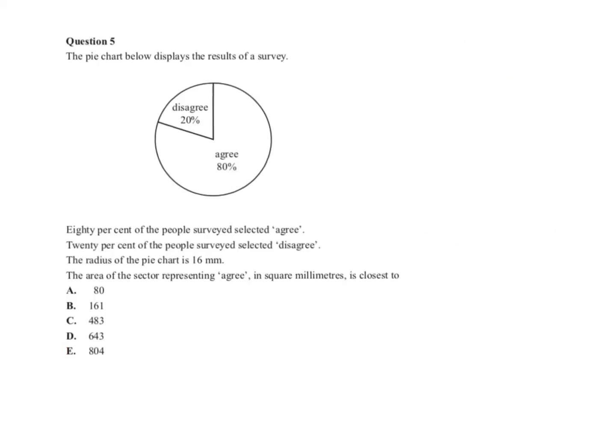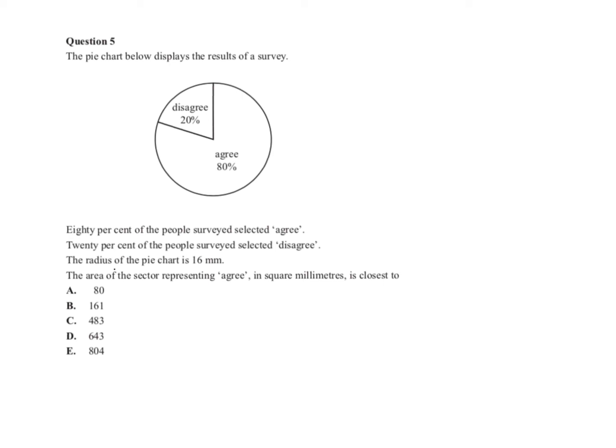Okay, so we've then got this question here. The pie chart displays the results of a survey. 80% of the people agree, 20% disagree. The radius of the pie is 16 millimeters. The area of the segment represents agree in square millimeters is closest to.